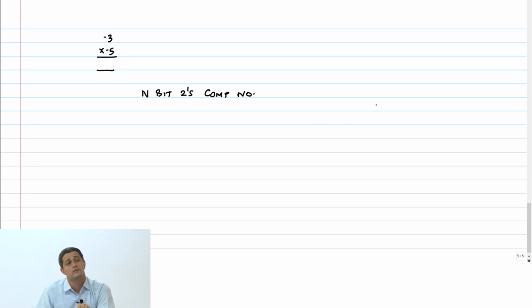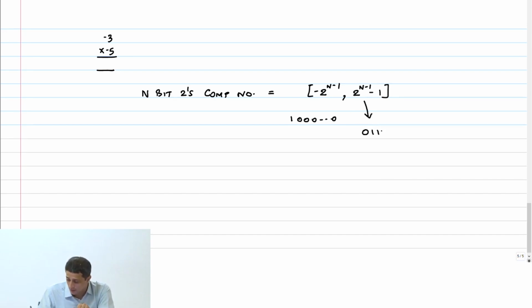Yeah. So this will lie between minus 2 power n minus 1 to 2 power n minus 1 minus 1. What are the values corresponding to this, the binary representations? Minus 2 power n minus 1 is 1, 0, 0, 0, 0, all the way. What is the other representation? 0, 1, 1, 1, 1, 1.